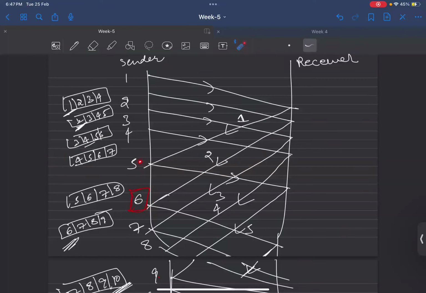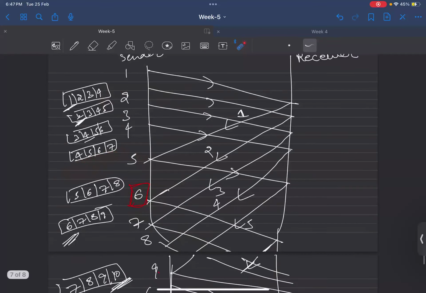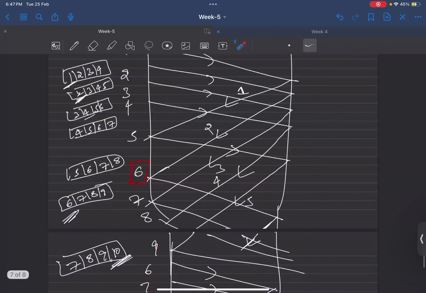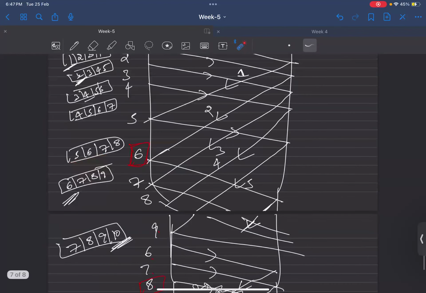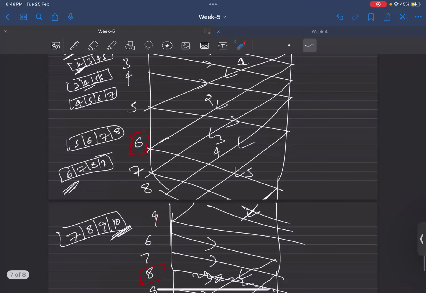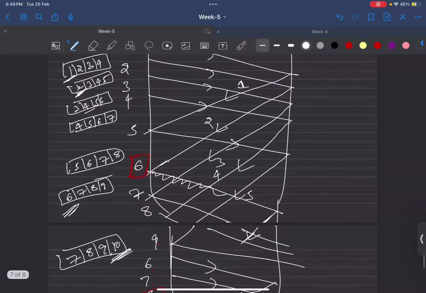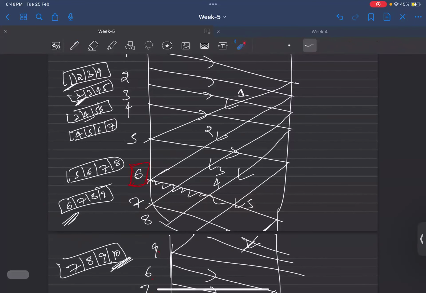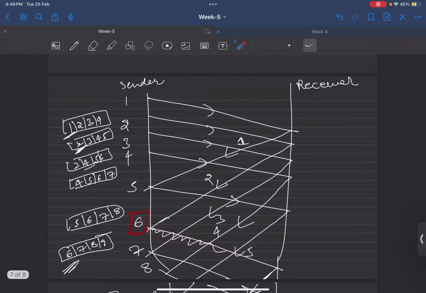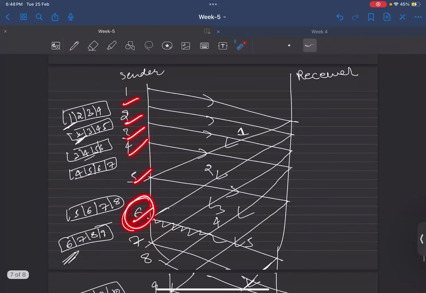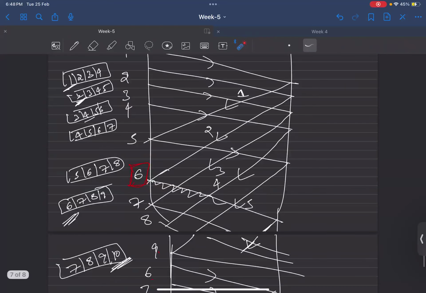Then I received the acknowledgement for 3. I slid the window 4, 5, 6, 7. Then I received the acknowledgement for 4th. I slid the window 5, 6, 7, 8. Then I didn't receive the acknowledgement for 6, which means the 6th was lost. That's why I didn't receive the acknowledgement for 6th. And we know that every 6th packet will be lost. So 1, 2, 3, 4, 5, 6, 6th packet will be lost. So I retransmitted 6th, 7th, 8th, 9th again.